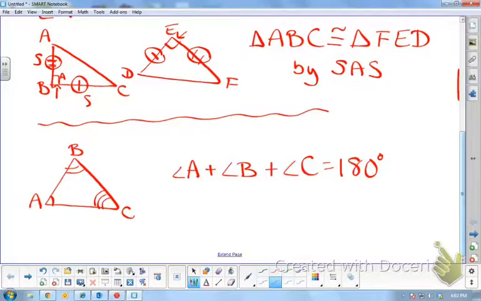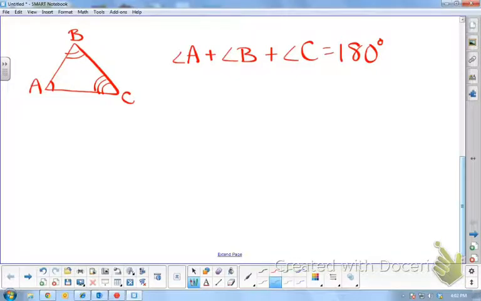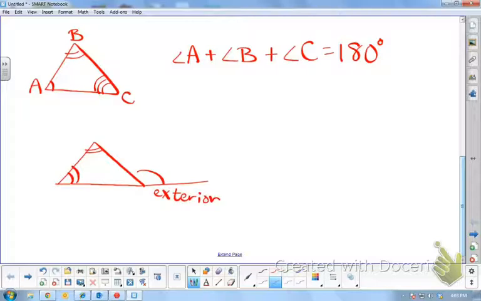So we can also consider what's going to happen if I maybe have a line extended on my triangle. We call the ones inside remote interior angles because they're far away, and we call this an exterior angle. So exterior, and this is remote interior.